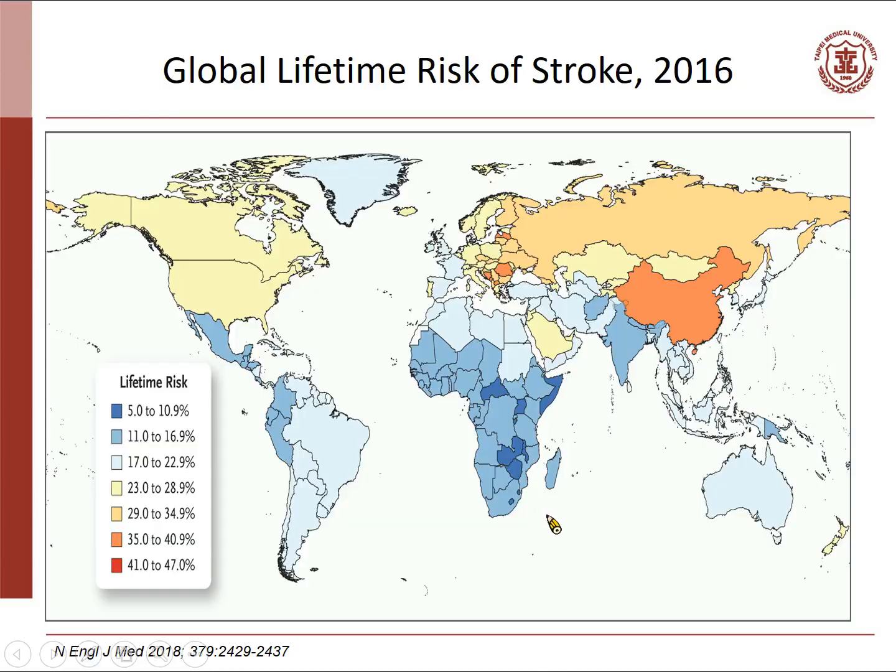And for the lifetime risk of stroke, you can see that it is high in China, Russia, the United States and North America, and some countries in East Europe or South Europe. Compared with those countries, I think the lifetime risk of stroke in Eswatini is relatively lower, about 5 to 10%.